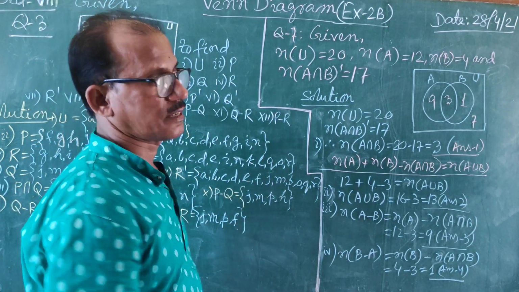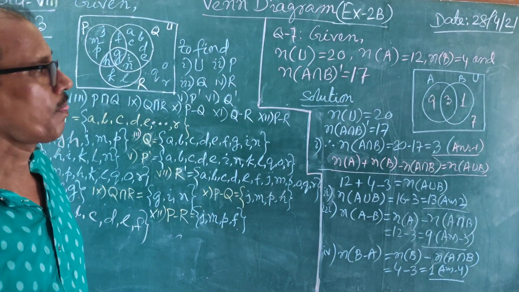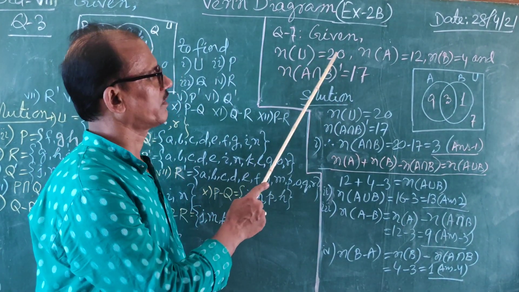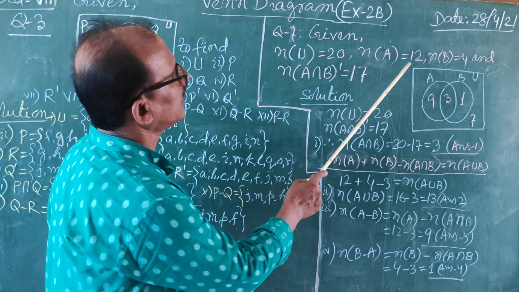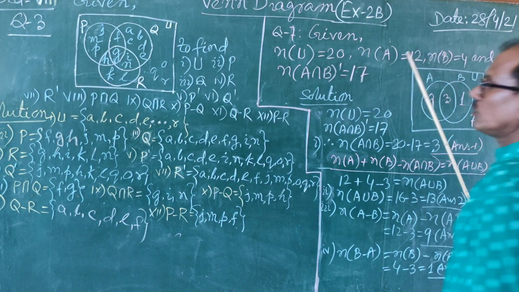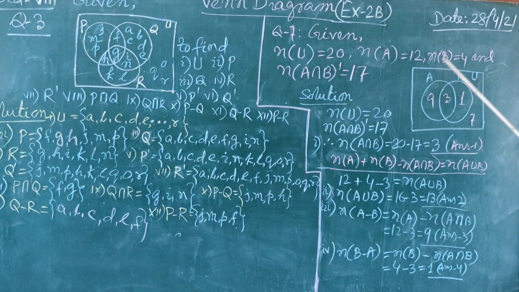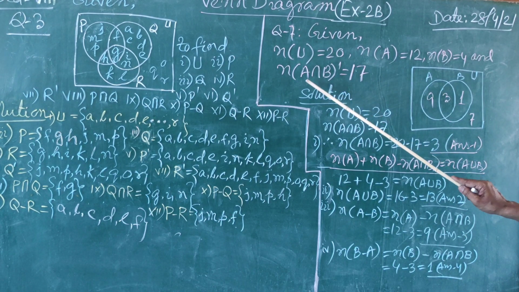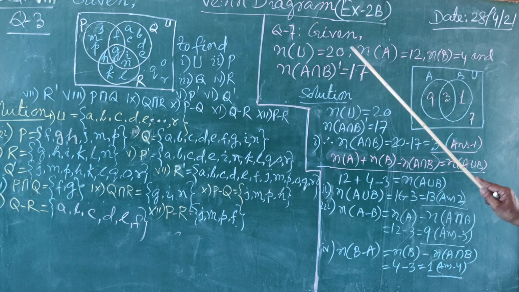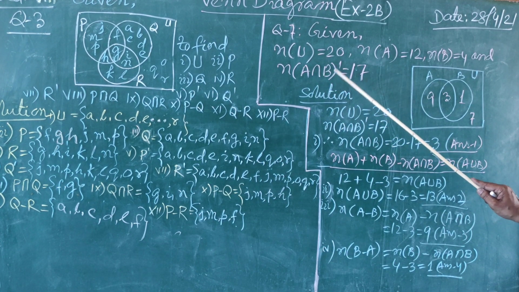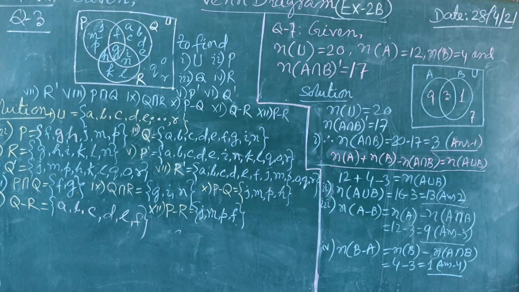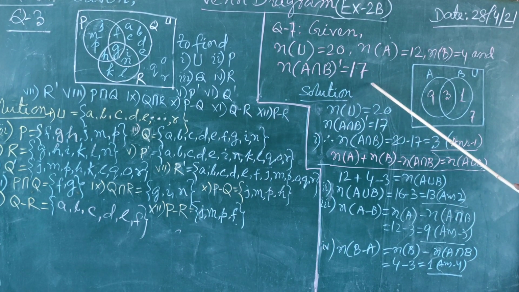Now I am taking question number 7. This is another important question. See, given to you, n(U), the universal set cardinal number, is 20, and the cardinal number of set A is given as 12. Now the cardinal number of set B is given as 4, and the cardinal number of (A intersection B) complement, that is, not A intersection B, leaving A intersection B, what is there in the universal set? That cardinal number is 17.